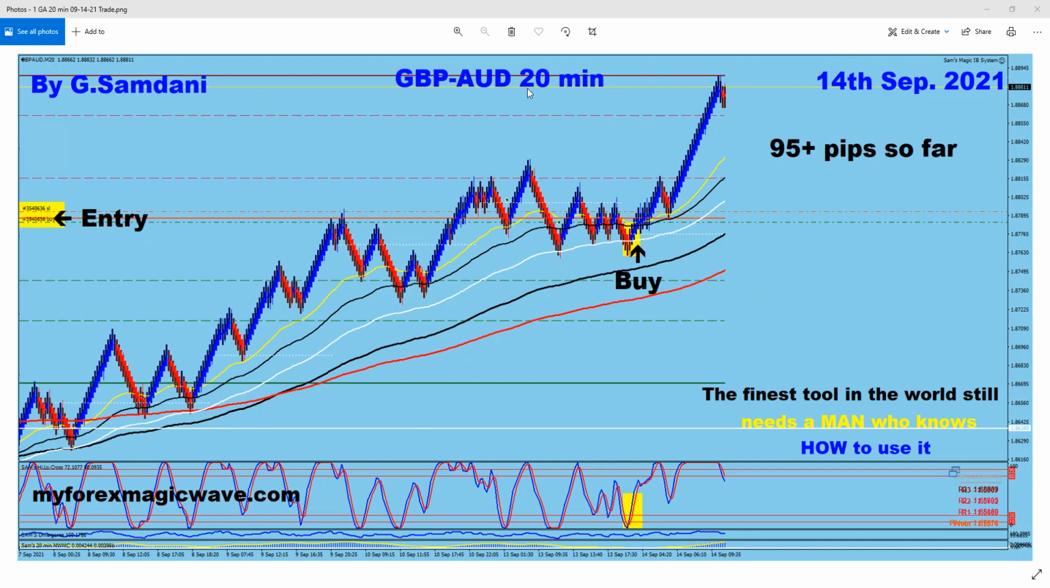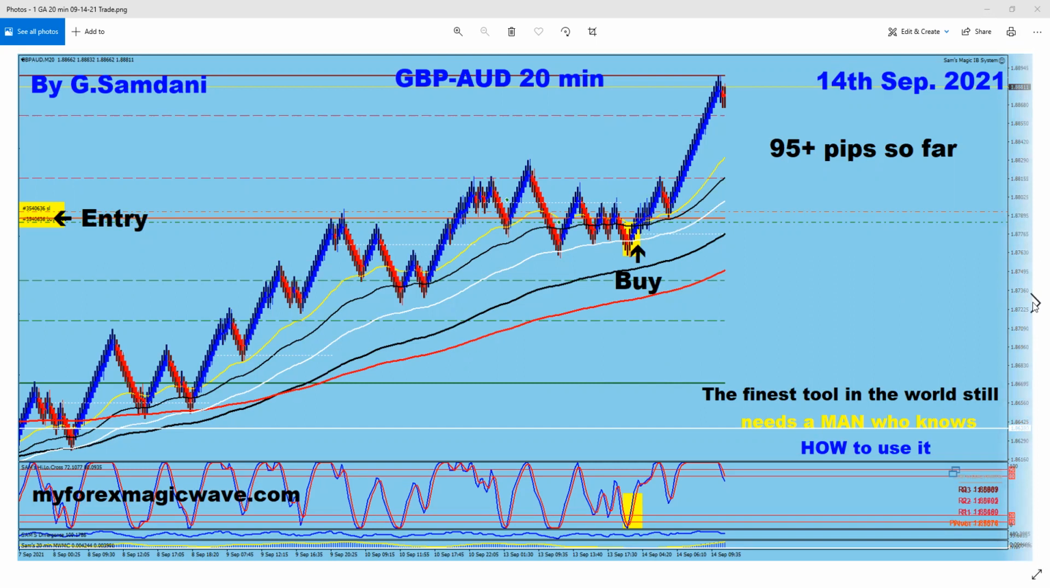This is a pound Aussie trade from the 20-minute chart. Here's my buy order as I move to break even, and it is for 95 pip to the long side. The week started on the 13th, by the way, but there was no setup or trade on the 13th. Actually, probably I had one that I hit for 15 pip, that's all.